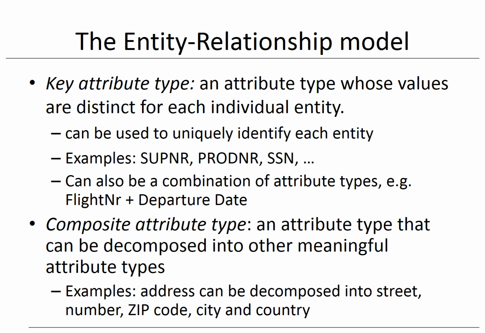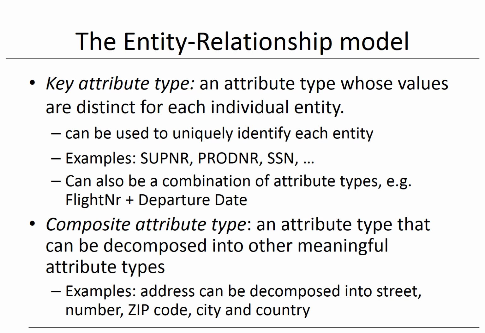A key attribute type can also be a combination of attribute types. As an example, suppose a flight is identified by a flight number. However, the same flight number is used on each day to represent a particular flight. In this case, a combination of flight number and departure date is needed to uniquely identify flight entities. It is clear from this example that the definition of a key attribute type depends upon the business setting.